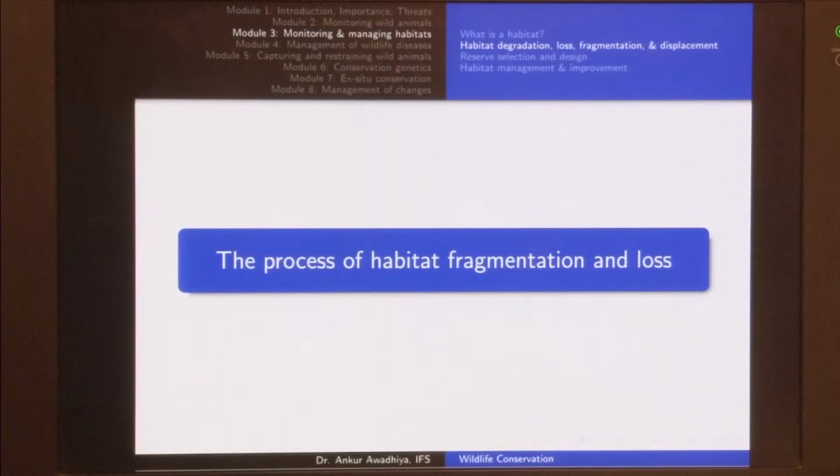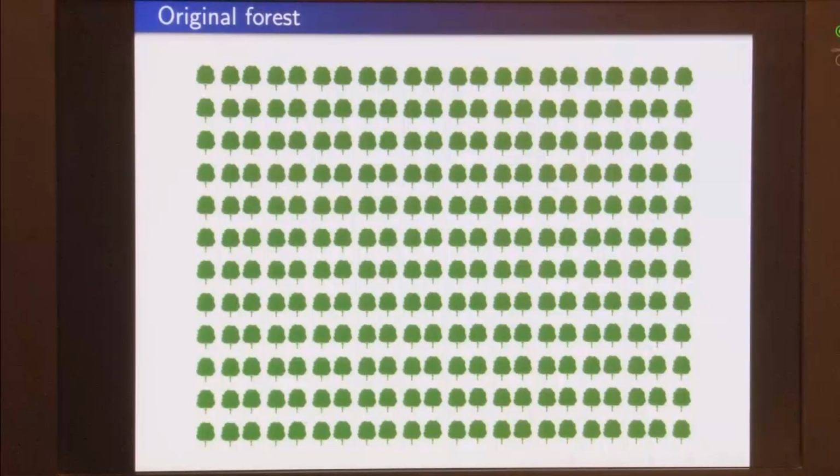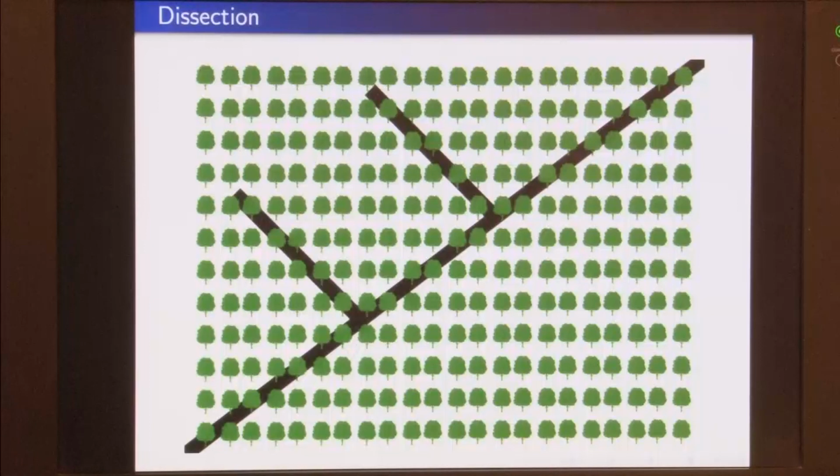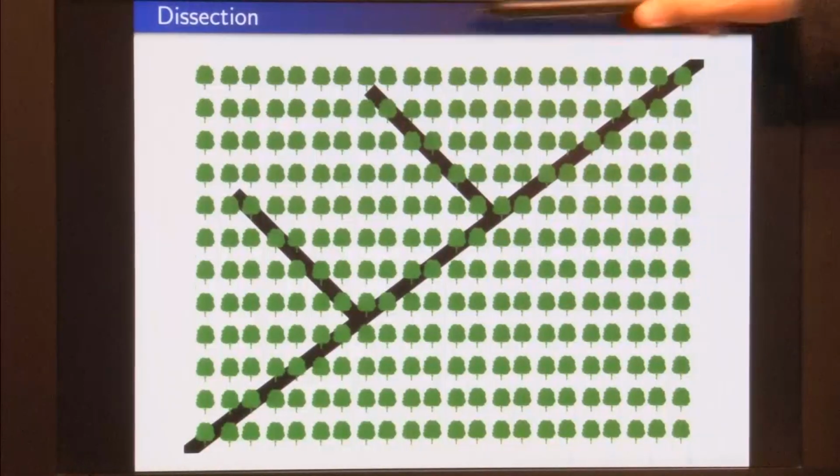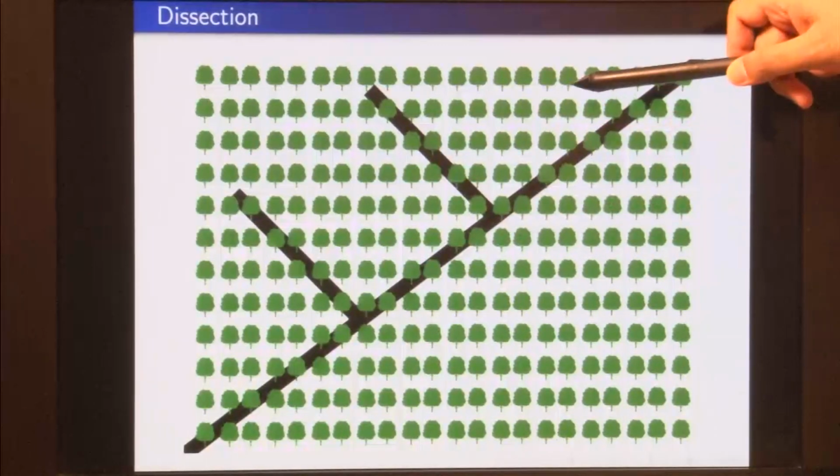So, let us now look at the process of habitat fragmentation and loss. Consider this forest. This is an original forest, it is all full of trees. Now, fragmentation occurs in a number of steps. The first step is dissection. Once you have made these roads, you have dissected these areas into smaller patches.